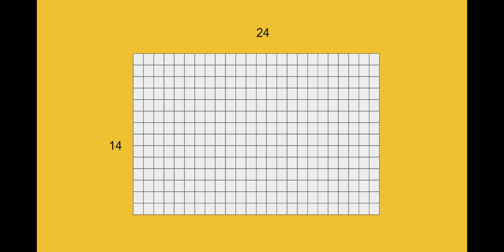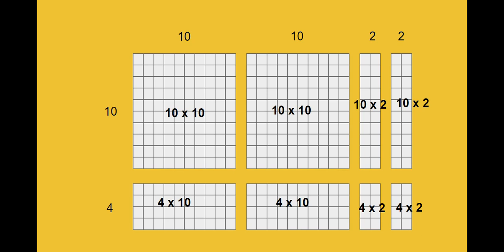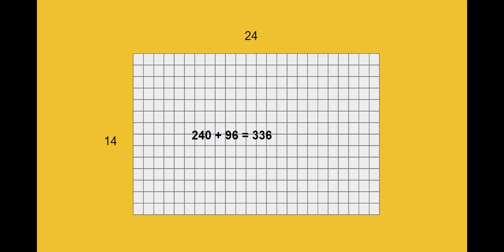Let's go one more to show how that we will always get the same answer. This time I'll break it up into 10, 10, 2, and 2, and 10 and 4. Add my partial products, and I will still end up with 336.